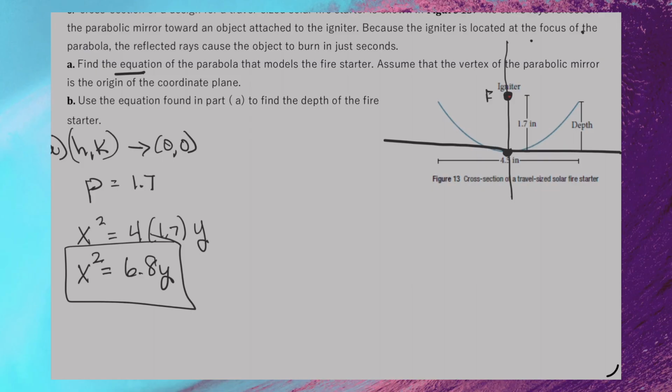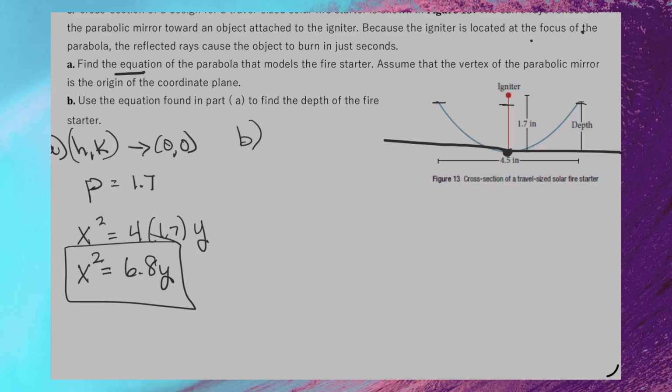Okay. Now part B, use the equation to find the depth of the fire starter. Okay, so take a look at this. It's misleading. You might think that the depth of the fire starter is the p-value, but it's not. There's a gap. It looks like it's falling a little bit short. So don't assume the depth is 1.7, because here they're basically saying it's not. We don't need that much of the mirrored parabola to have a fire start in the focus spot.